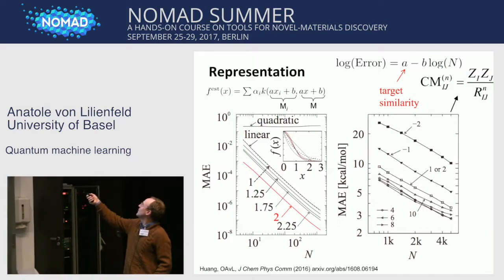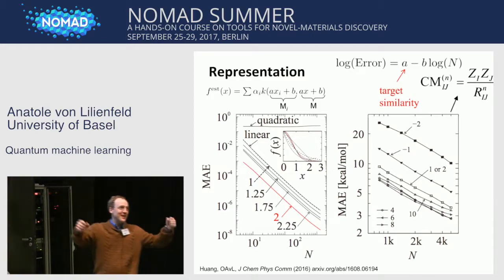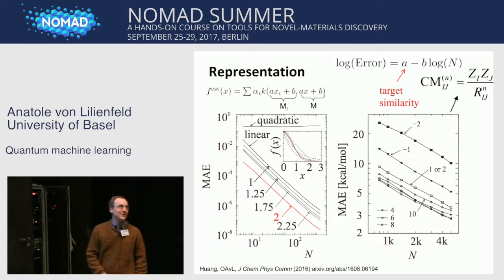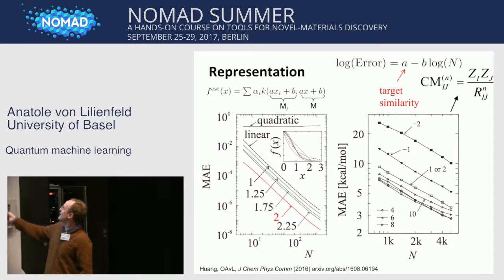And sure enough, if you put a -1 here for the exponent, so just proportional to distance, your learning curve goes up from the Coulomb matrix. And if you make it quadratic, it gets even worse. Right? So this is an interesting exercise.